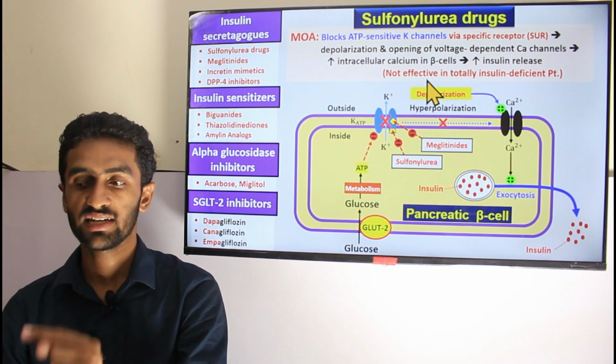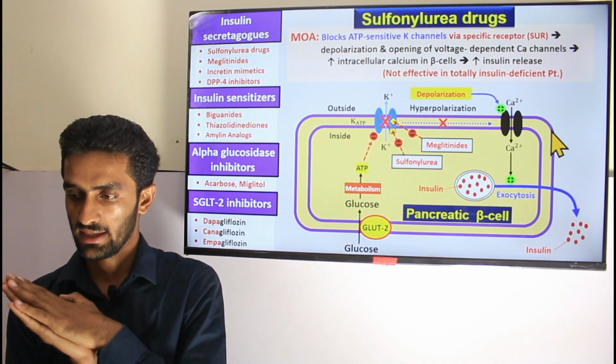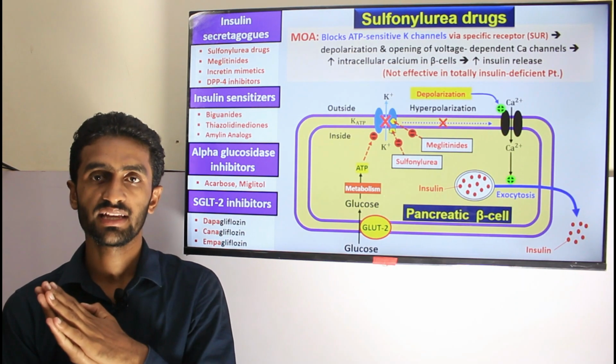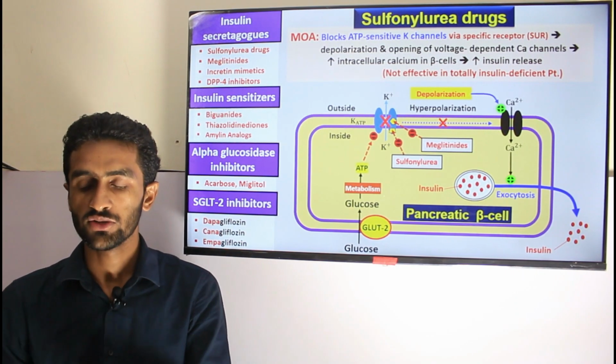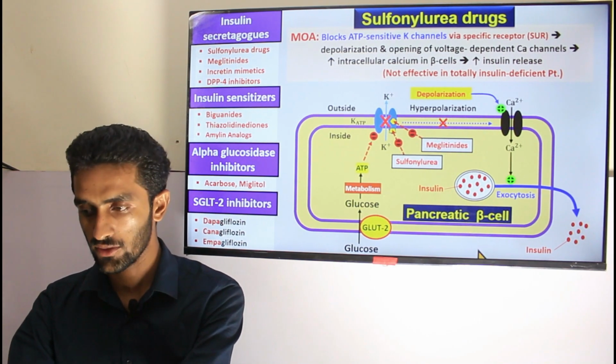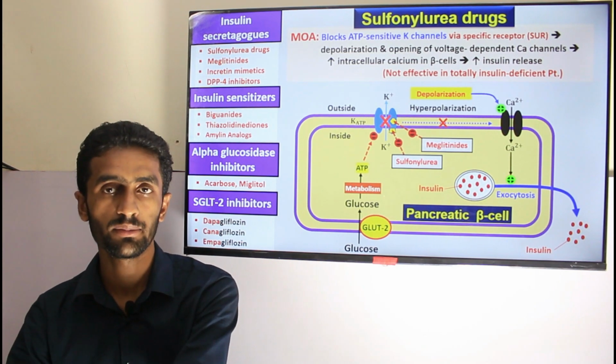It's non-effective in totally insulin-deficient patients. Meaning if the beta cells are dysfunctional, then there will be no effect of the sulfonylurea, because if they are partially functional, they can increase the insulin secretion. Okay, if they are dysfunctional, then the sulfonylurea and meglitinide become ineffective.